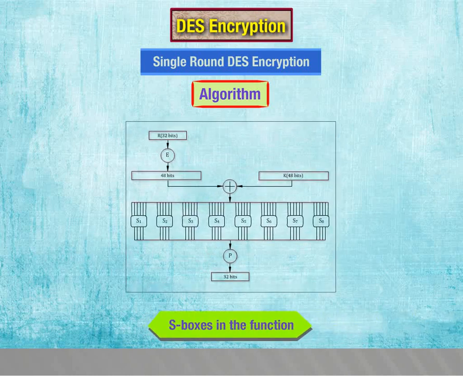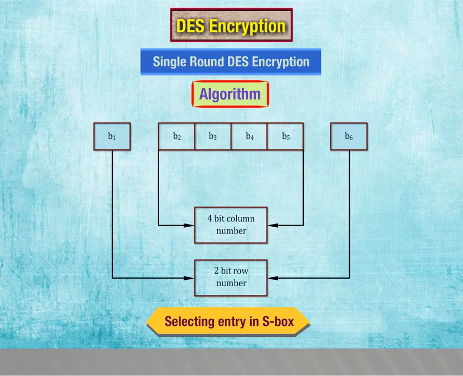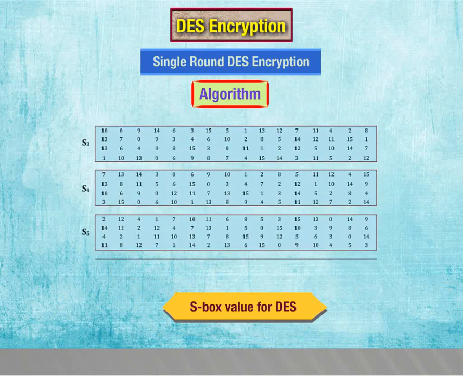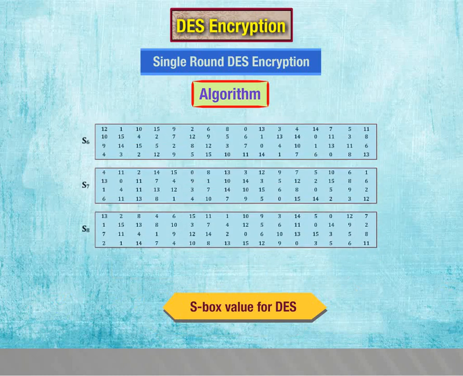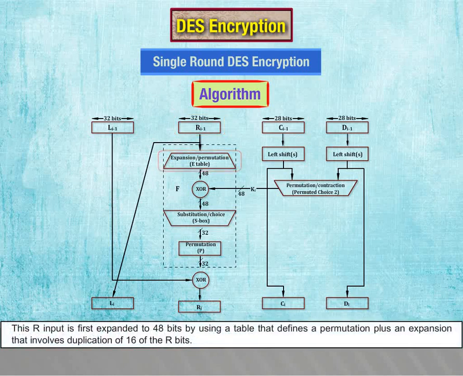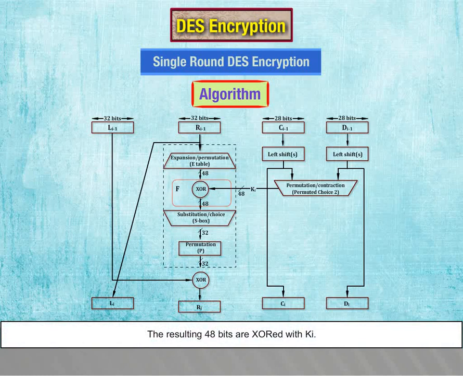S boxes in the function, selecting entry in S box, S box value for DES. The round key Ki is 48 bits. The R input is 32 bits. This R input is first expanded to 48 bits by using a table that defines a permutation plus an expansion that involves duplication of 16 of the R bits. The resulting 48 bits are XORed with Ki.